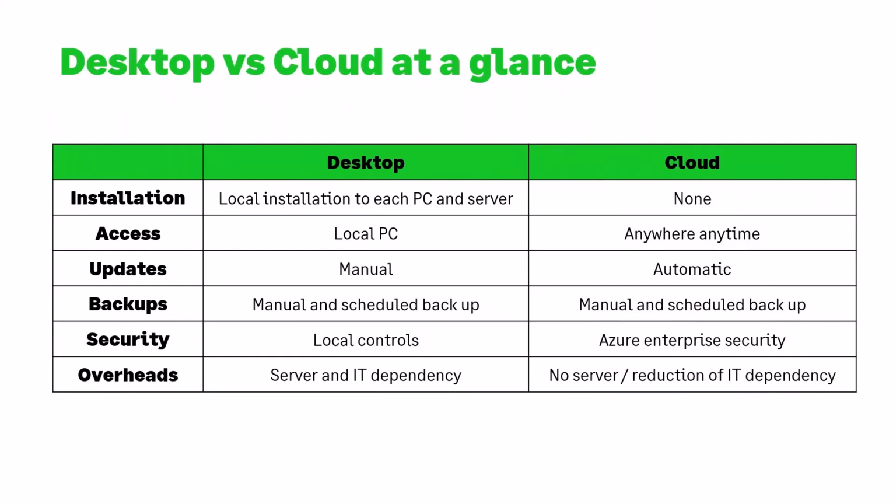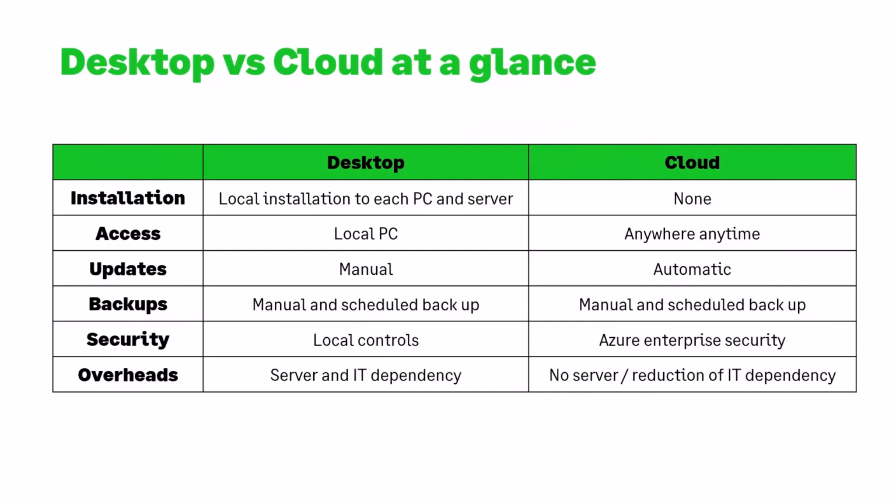Access. With desktop, you can access Sage on the PC it's installed on. You might be connected via a network or across a server, or you might be using remote data access, but Sage still needs to be installed to access it. With the cloud, it can be accessed anywhere through your browser, from any device with access to the internet, which just gives you more flexibility.